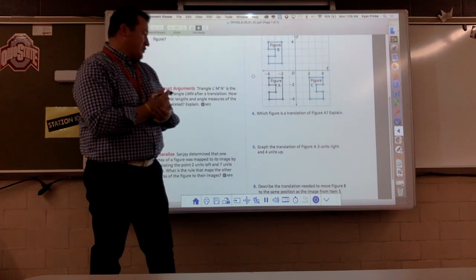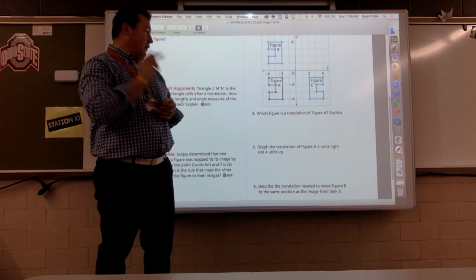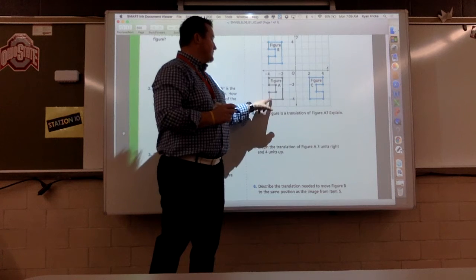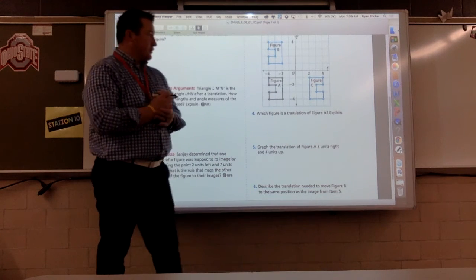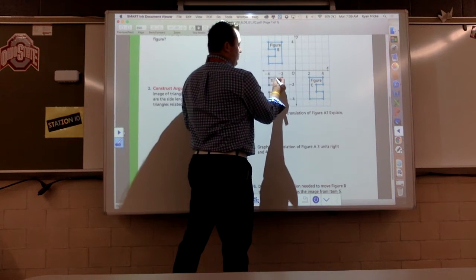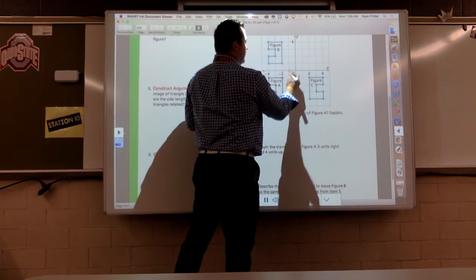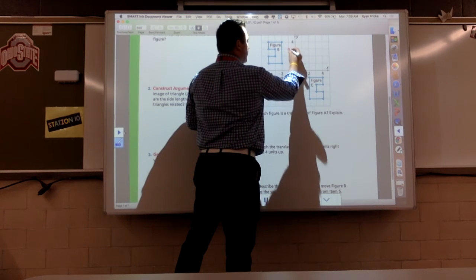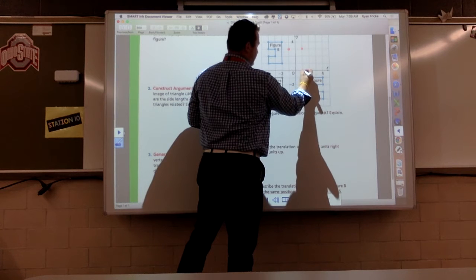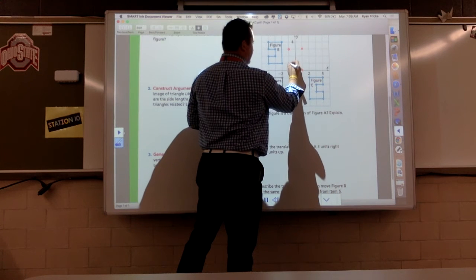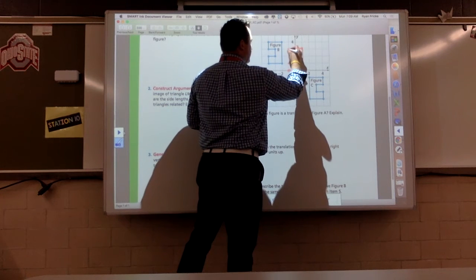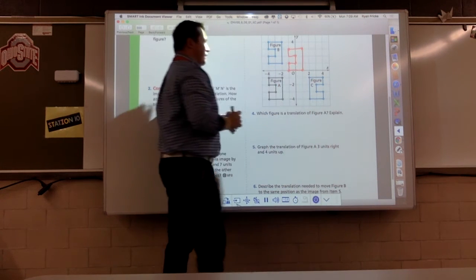All right. It says graph the translation of figure A. Here we go. 3 units to the right and 4 units up. So we want to take each one of these vertices, and we want to go 3 units to the right, and we want to go 4 units up. So I think we can do that. We're going to go 1, 2, 3 units right, and 1, 2, 3, 4 units up. And we could keep going about this process, and I think it's going to look something like this. Here we go. Alrighty, there it is.